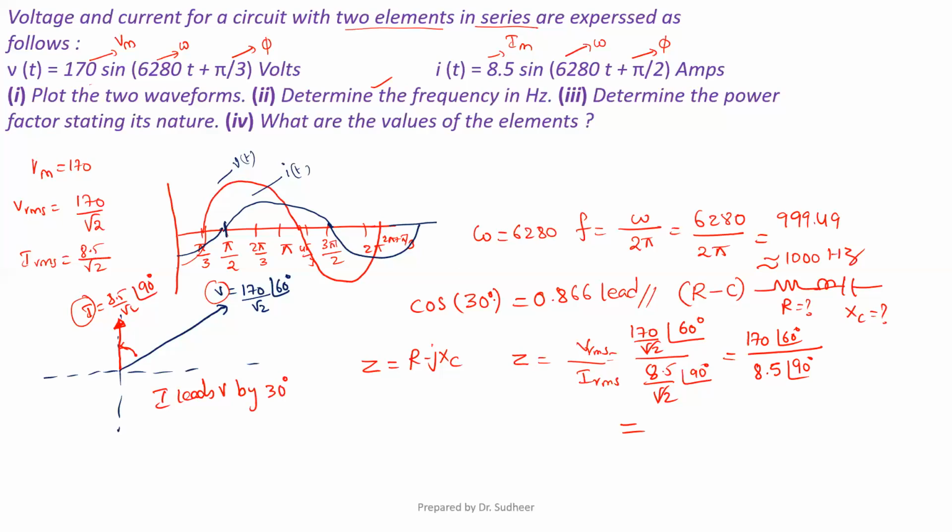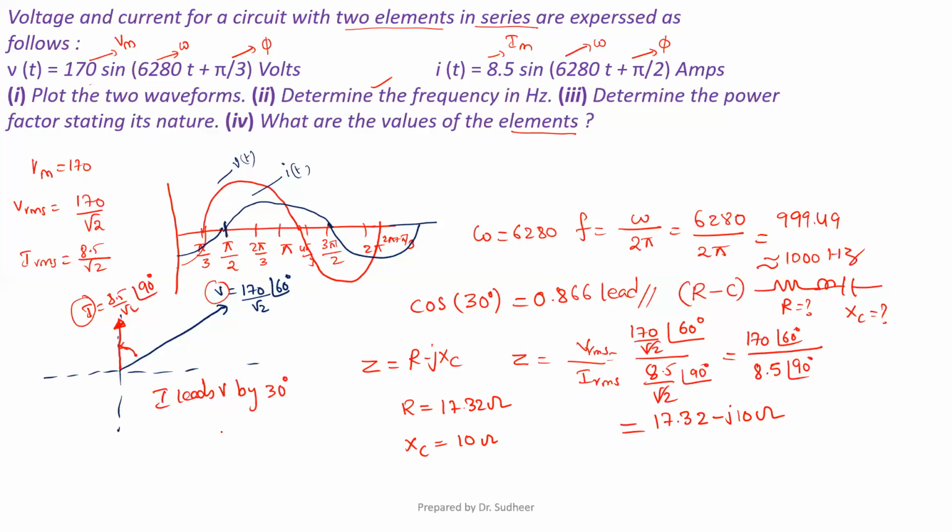So what I will get, using my calculator, is 17.32 minus j10. So directly I can say it is having a resistance of 17.32 ohms and reactance of 10 ohms. But he didn't ask about the value of XC. He's asking about the value of the elements. So I know XC. Can't I find out?